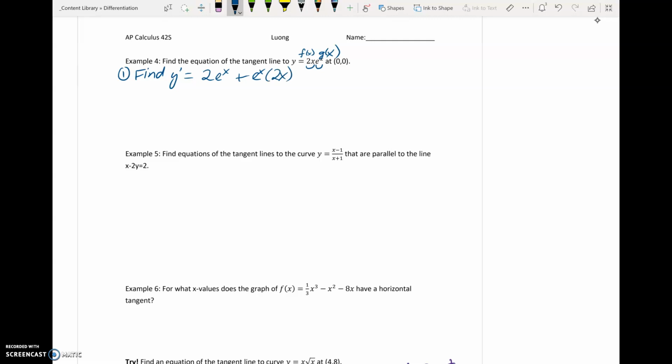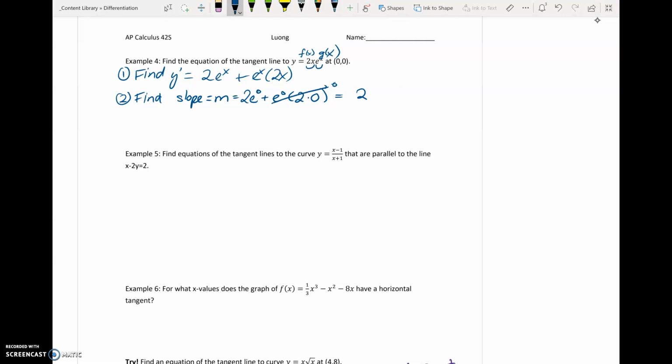Now let's evaluate this at 0, 0 to find the slope. So I'm going to plug in x equals 0 into our y prime equation. We're just going to be left with 2 here. So 2 times e to the 0 is 1, and then this whole second term goes to 0.